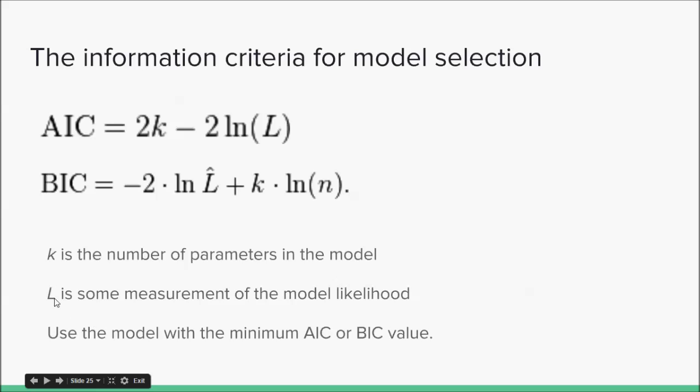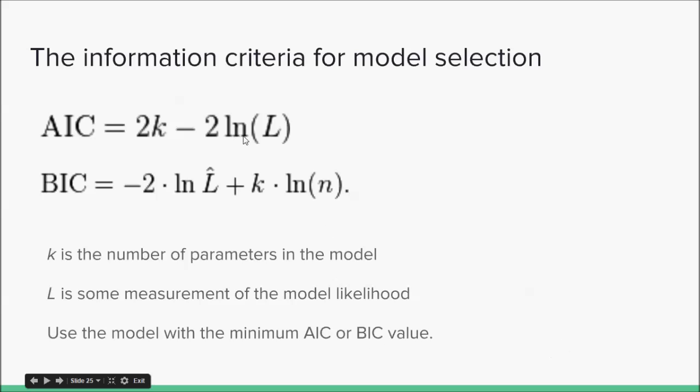And L is some type of measurement of the likelihood of the model. So just as I explained before, the model likelihood is simply just the probability that that model is true or fits the data well. And AIC and BIC use L in slightly different ways. You'll notice this one has an L hat versus this L here. And you calculate these criteria for all of your different types of models with your different numbers of parameters, and you'll basically want to use the model with the smallest AIC or BIC value.